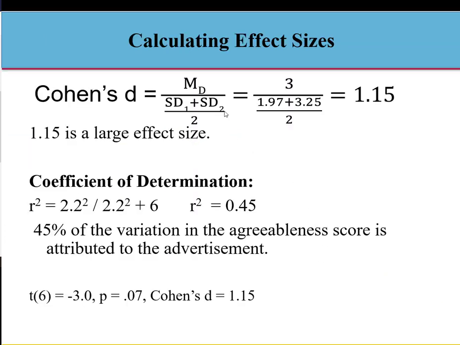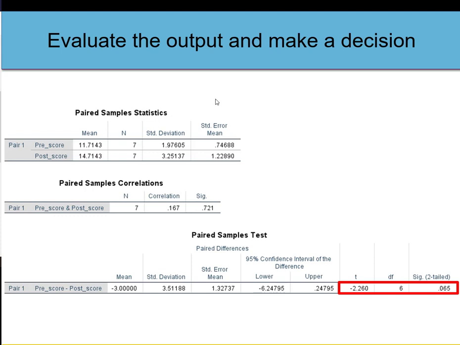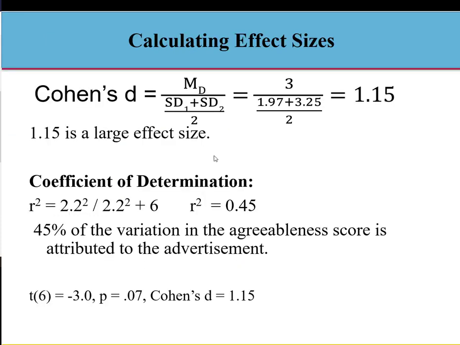All right, so we want to calculate the effect size, and the way we do that is we take the mean difference from output. So the mean difference is -3. We're just going to use the absolute value. So 3 over the standard deviation of the first one plus the standard deviation of the second one over 2. And I get 1.15, which is a large effect for a non-significant finding, but it is what it is.